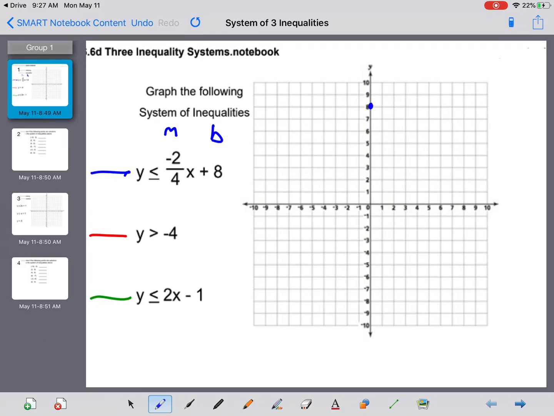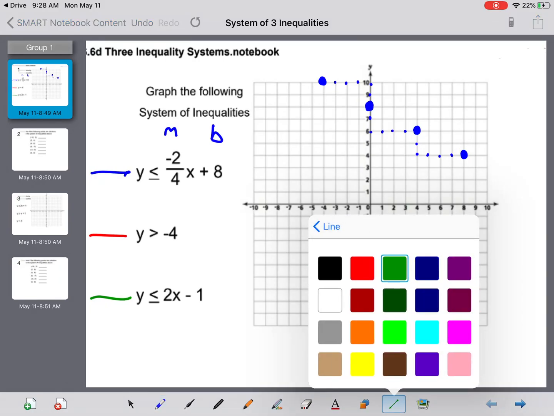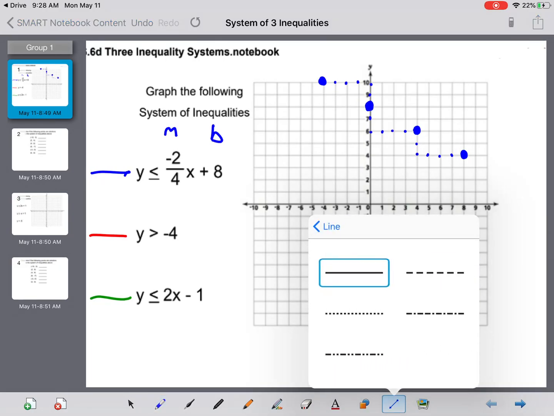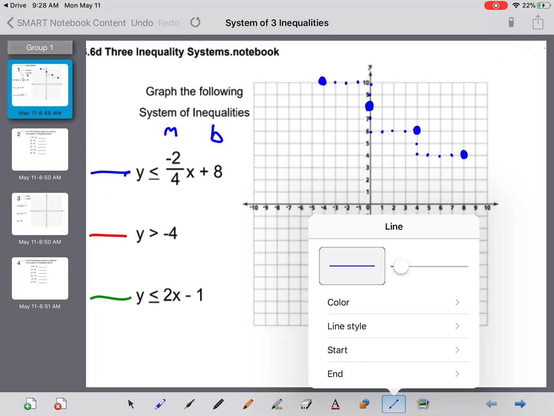So for your first one, you have your m, or your slope, of -2/4, and you have your y-intercept of +8. Start at that y-intercept, +8. Your slope tells you to go down 2, -2 on top, and to the right 4. So I'm going to follow that pattern all the way through. And it looks like you're only going to be able to fit 4 points.